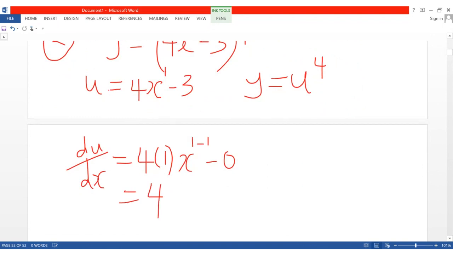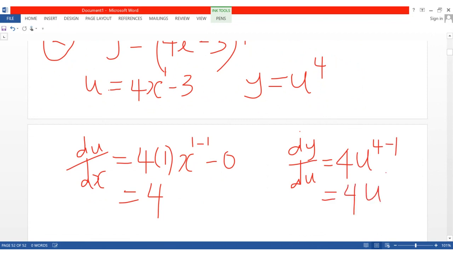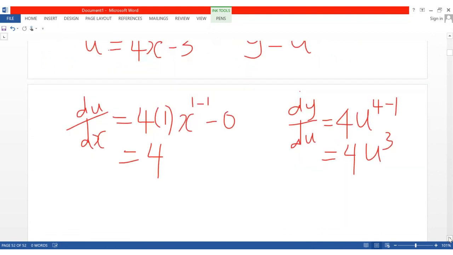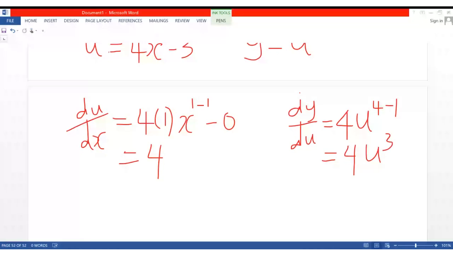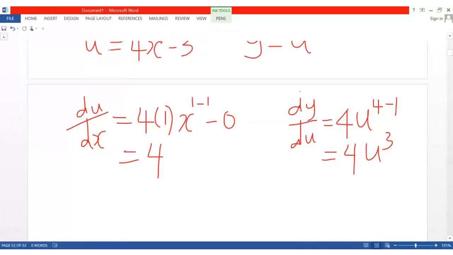The other one, this side dy, the function on the left is y, so I'll have dy. The function on the right is u, so I'll have du. If I differentiate this one, the power will come down, reduce the power by 1. I'll end up with 4u raised to power 3. Sorry for that. So my work now, it was just multiplying.